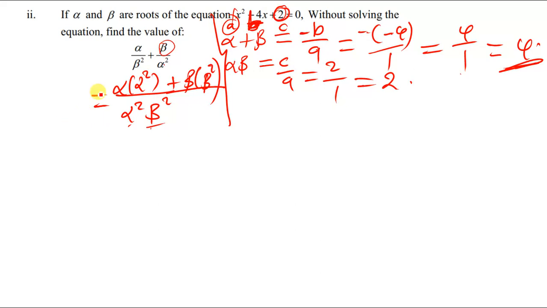So this expression, alpha times alpha squared will give us alpha cubed, plus beta times beta squared, you get beta cubed, everything divided by alpha squared beta squared. So this expression can also be written, let me not say alpha squared beta squared, let me just write it as alpha beta and then everything in brackets squared. So this can also be written as alpha beta squared.